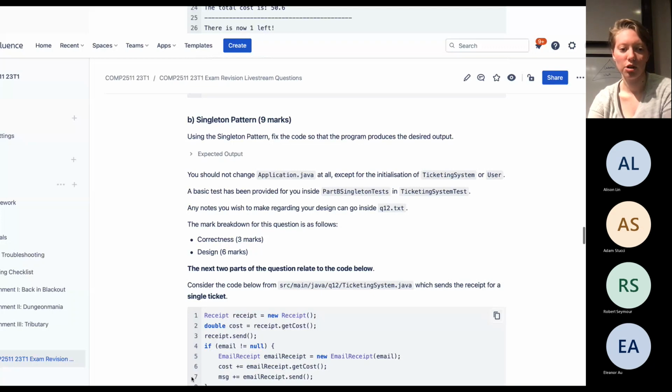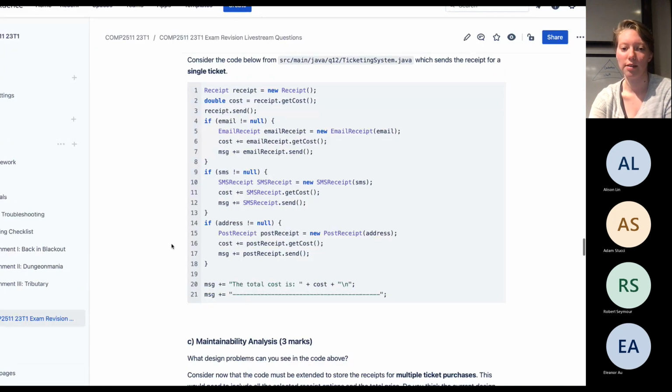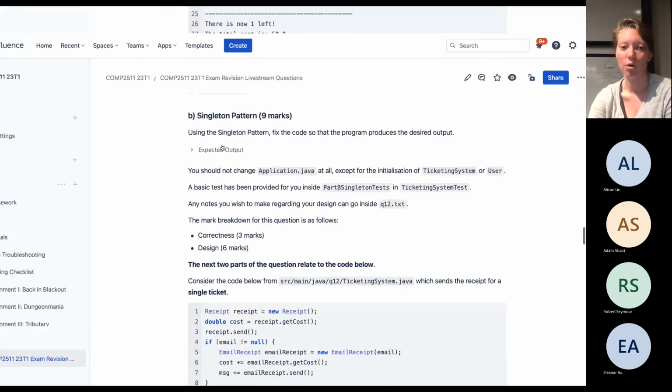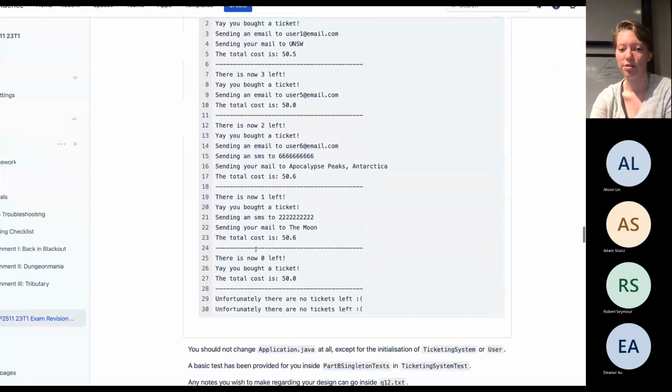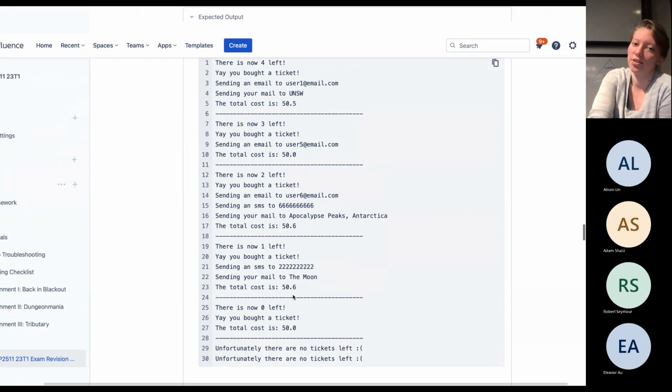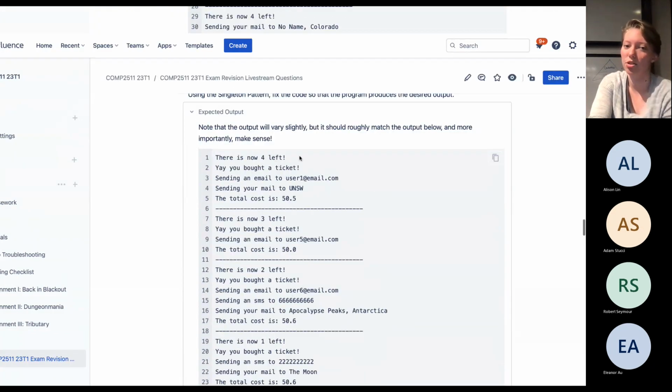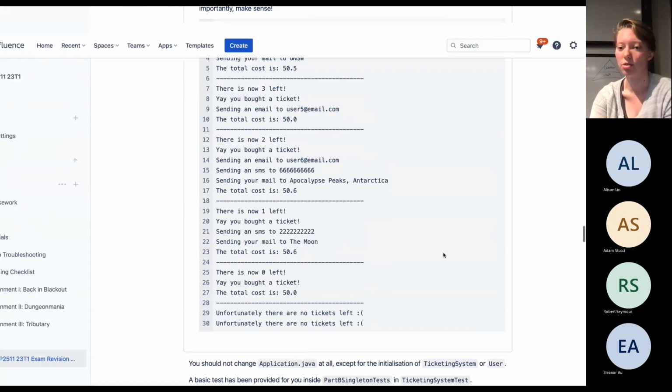Yeah, cool. So now there's 4 tickets left, 3, 2, 1, 0, and then 2 people who haven't got any tickets. And if we go back to this question, we can double check our expected output: 4, 3, 2, 1, 0, no tickets left. For this case, it doesn't necessarily need to be exactly the same. It's just the idea that we're trying to get across.